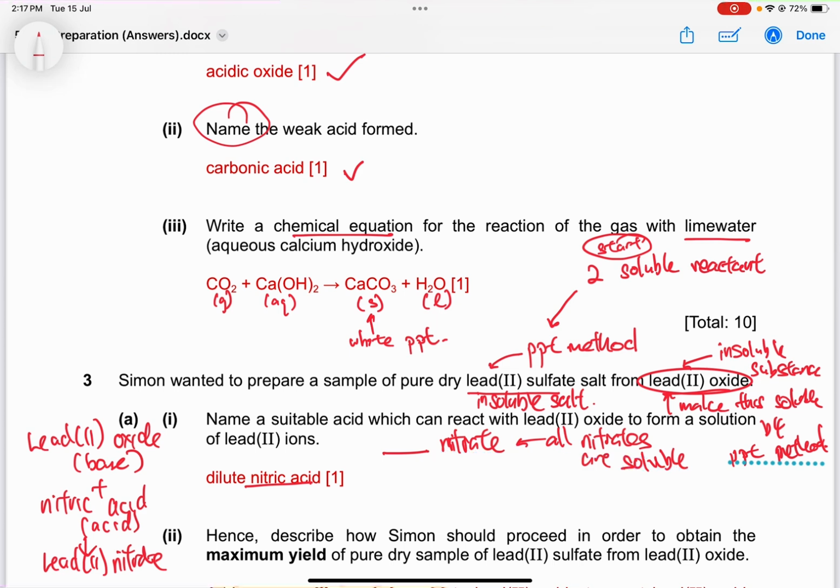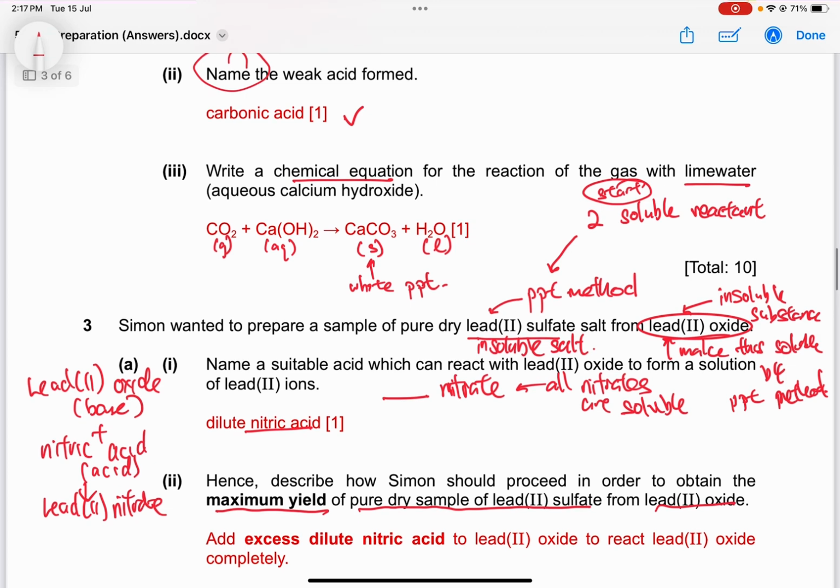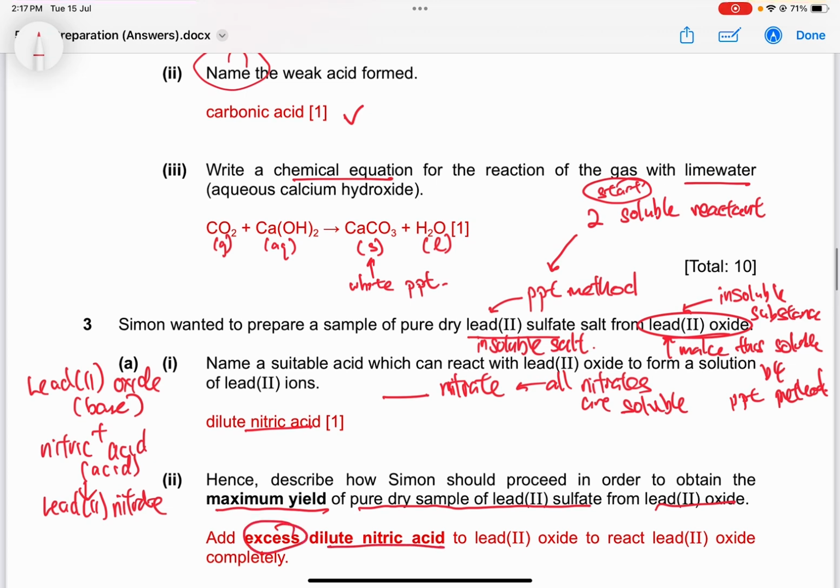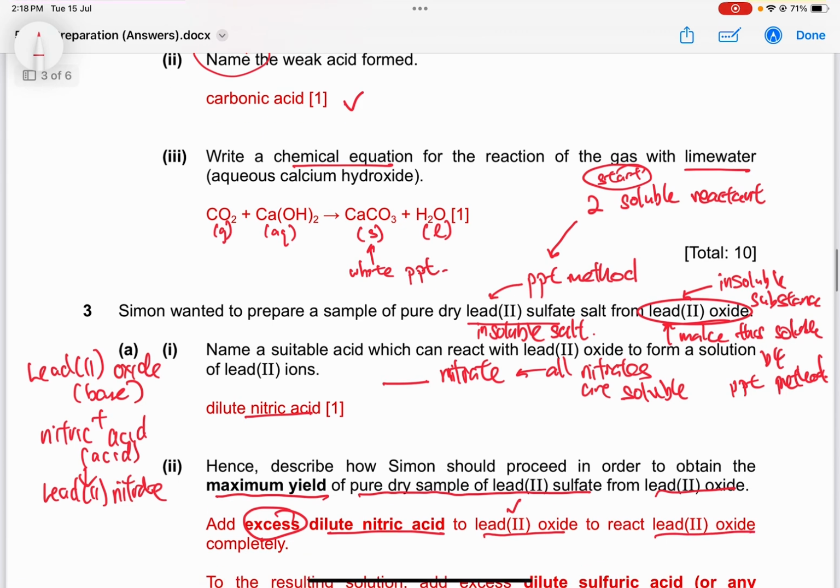The next part is: describe how Simon should proceed. After you react with nitric acid to get your lead 2 nitrate, how should you proceed in order to obtain the maximum yield of pure dry sample of lead 2 sulfate from lead 2 oxide? First, add excess dilute nitric acid to lead 2 oxide because you want all the lead 2 oxide to react completely. What you obtain is lead 2 nitrate solution.